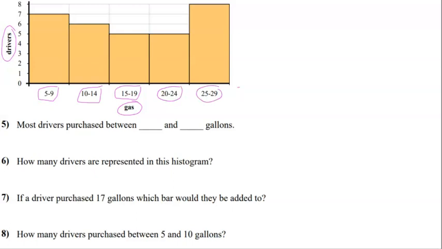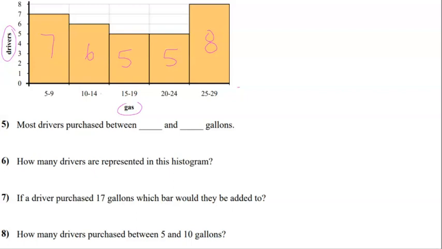So before we answer any of the questions, I'm going to go through and identify how many drivers are in each column. Between 5 and 9, I have 7 drivers. Between 10 and 14, I have 6. 15 to 19 is 5. Same with 20 and 24. And 25 to 29 is 8.